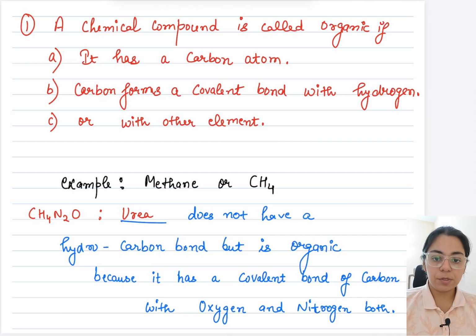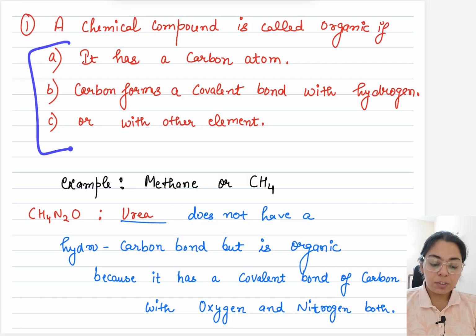The first most important thing is carbon, and it is the carbon that will be forming a covalent bond with any other element. In many cases it will be hydrogen, but it will not always be hydrogen. Carbon can form a covalent bond either with hydrogen or with other elements also. So you are now done with what is organic. The other slides will just be an extension or a revision of this concept itself. So these are the three most basic things.